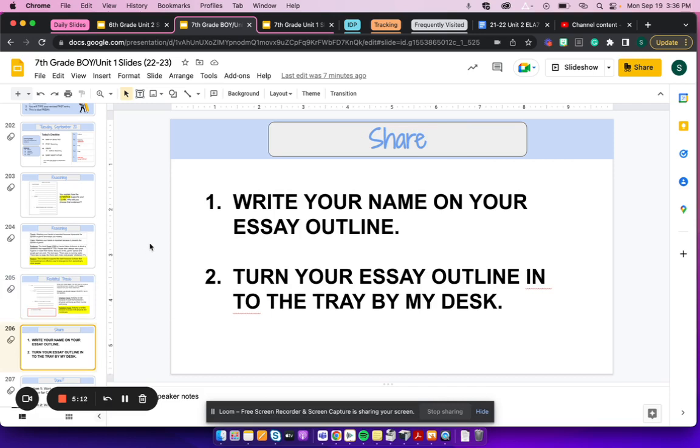Now, before you do anything else, once you are done with your outline, you need to write your name on your essay outline. And then you are going to turn your essay outline into the tray by my desk. Turn it into your class period tray. This is due today. So you need to get this done and turned in. You should not have any issues getting this completed and turned in. All of the blanks on your outline should be done by the end of class today. At this point, there should be no blanks left on your outline. So get your outline done, get your name on it, get it turned in.